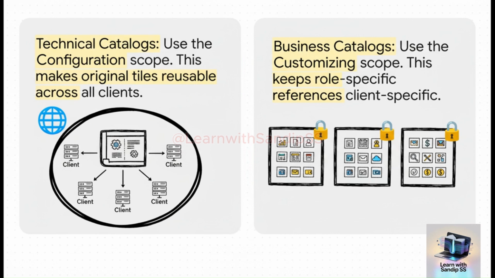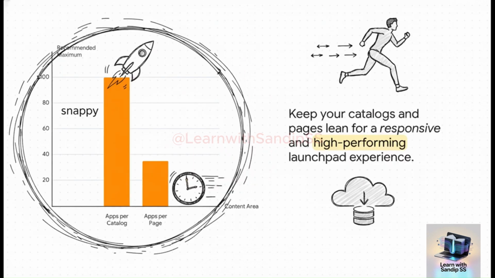We also have to talk about performance, because a slow Launchpad is a Launchpad nobody wants to use. So here are some best practices to keep things fast. For your catalogs, try to keep them under about 100 apps. And for the actual pages that users see, a good target is to keep it to 35 apps or less. These aren't hard and fast limits, but they're great guidelines for keeping everything snappy.